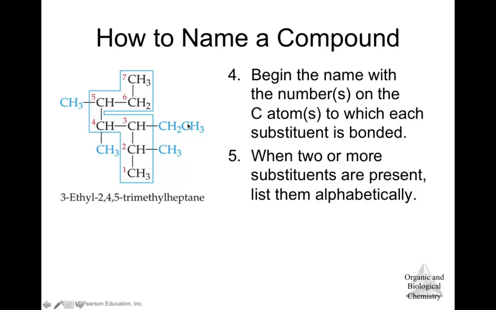So we have 1, 2 ethyl that comes from ethane, but it's a substituent. That's why we use the "yl" at the end of the name. So 3 ethyl, 2, 4, 5 trimethyl heptane. Because E goes first before M, we use the ethyl first and then the trimethyl in the second position.